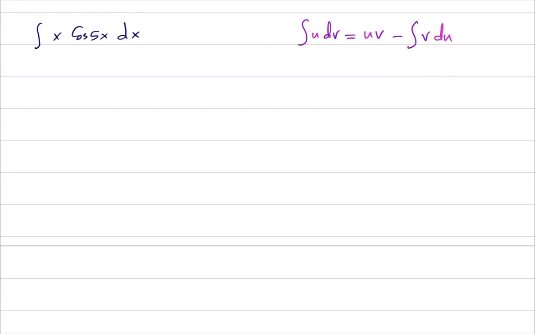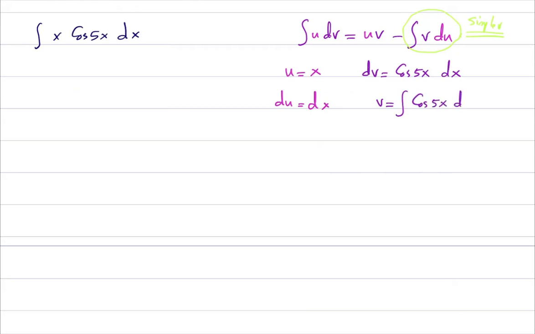But again, our goal is to have the best choice for our u to simplify this integral on the right-hand side. If this integral gets a little bit more complicated, it means that we made some mistakes and we need to go back and adjust the choice for our u. So this must be simpler, not more complicated. So let us take u to be x and dv be cosine 5x dx. du is nothing but dx, and v, as you remember, is the integral of cosine 5x dx.